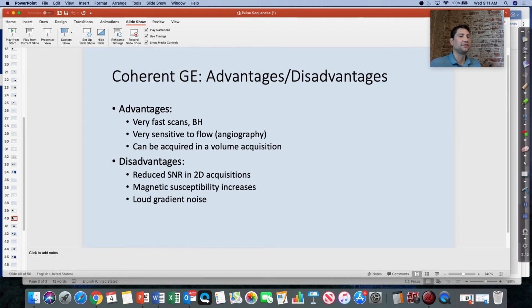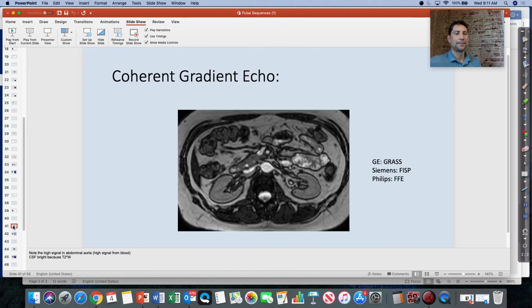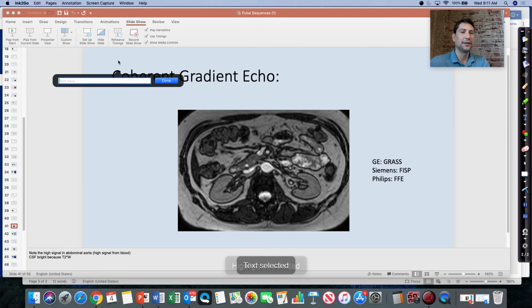So some advantages and disadvantages. Advantage, very fast scan times. You can do a breath hold, it's sensitive to flow for angiography, and you can acquire volume acquisitions. Disadvantage, you're not going to have as much signal, magnetic susceptibility increases, and you have loud gradient noises because those gradients are being applied very rapidly and at very strong amplitudes. So this is what a coherent gradient echo looks like. So coherent, once again, means in phase, and you are going to associate it with T2 star weighting.